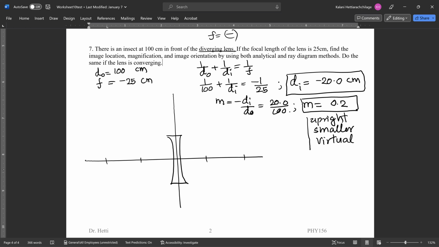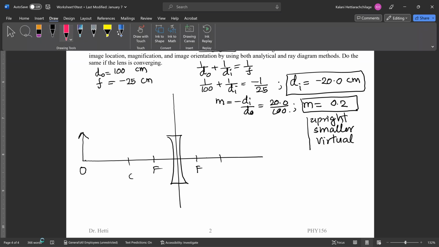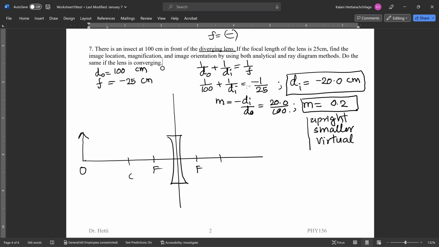So I think I should label it a little closer because the object seems to be at 100. So let's label the focal point here, F, and the focal point here, F, and C is double here. And your object is sitting 4 times that, 100 centimeters away. That means this is where your object is, right? So now you're going to choose 2 rays and draw them, right? First one, you're going to draw parallel to the axis, right?